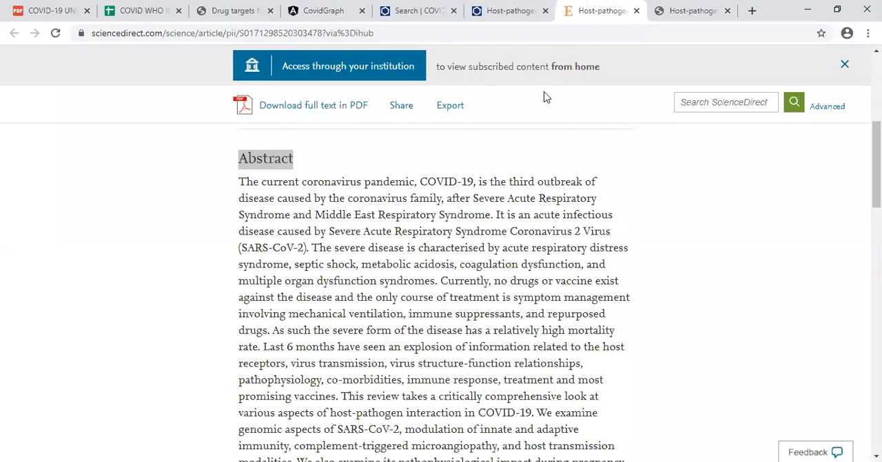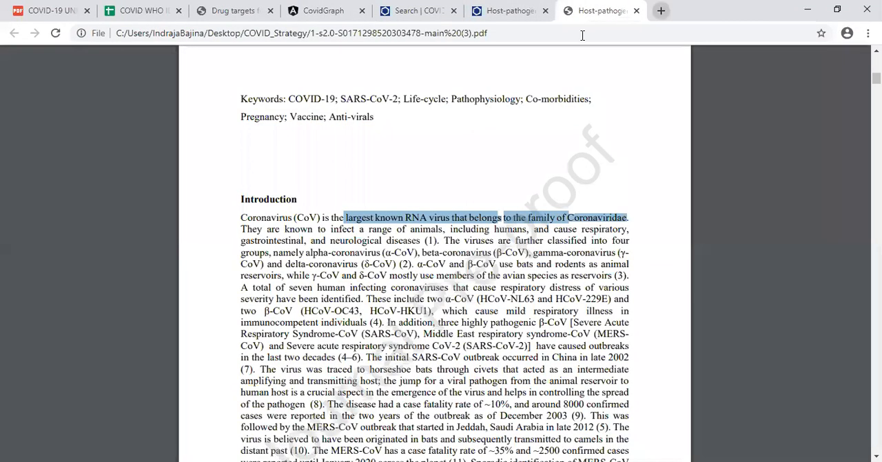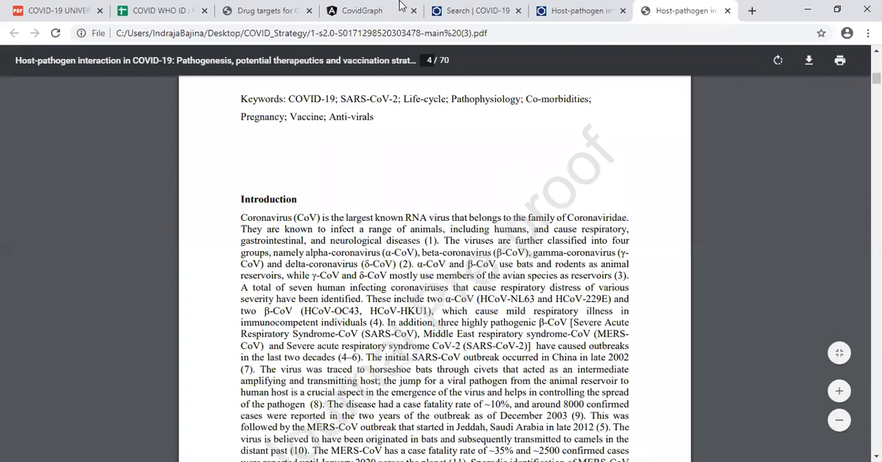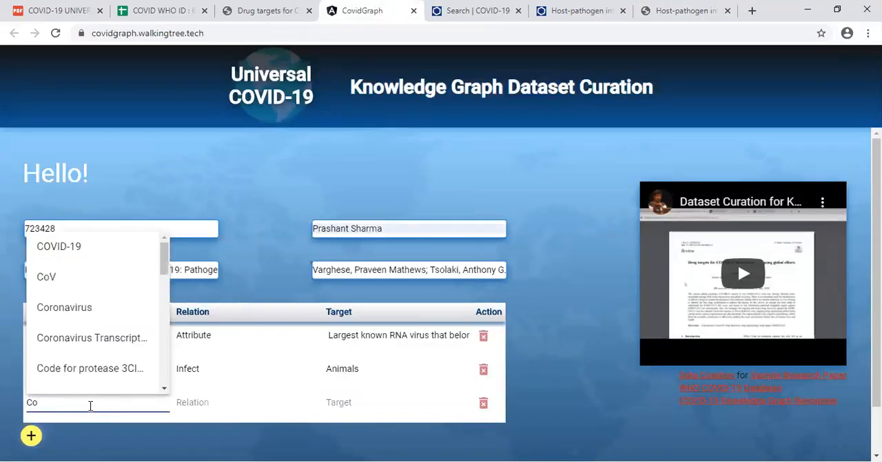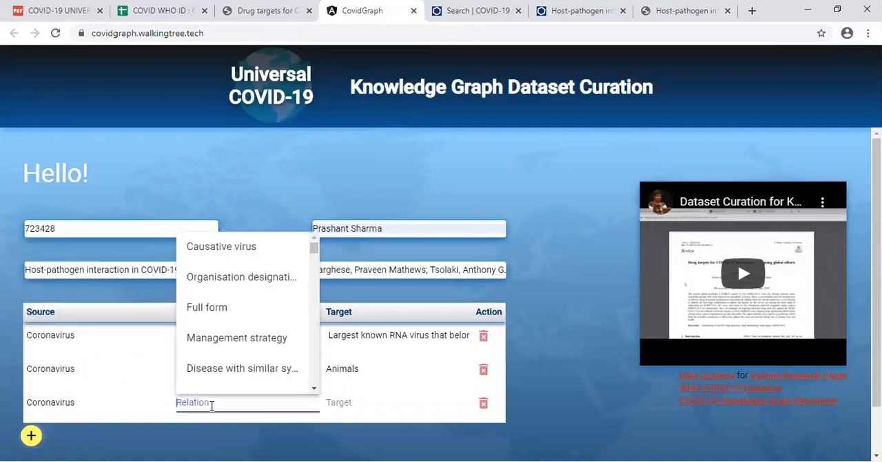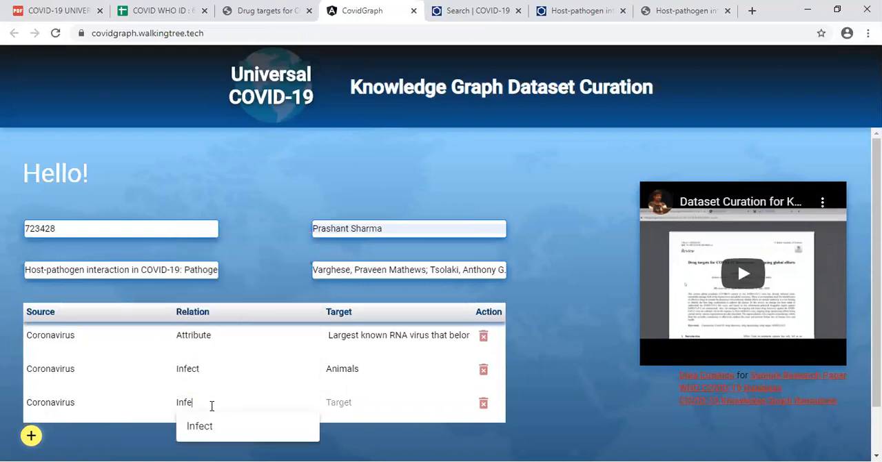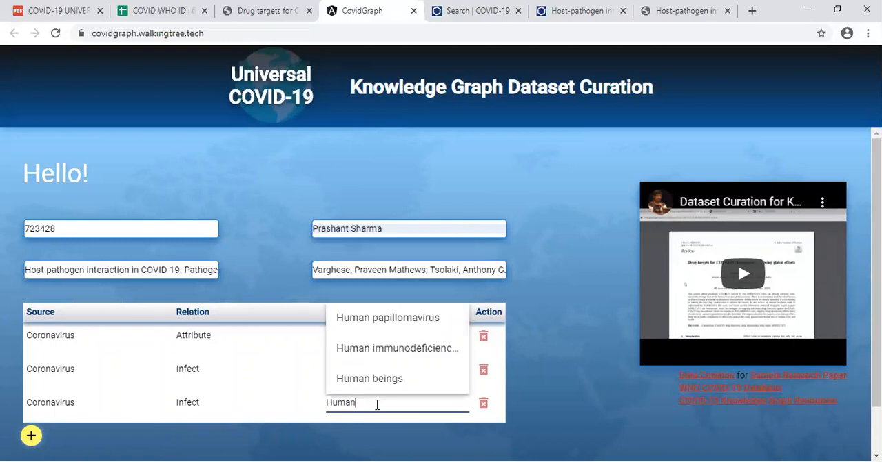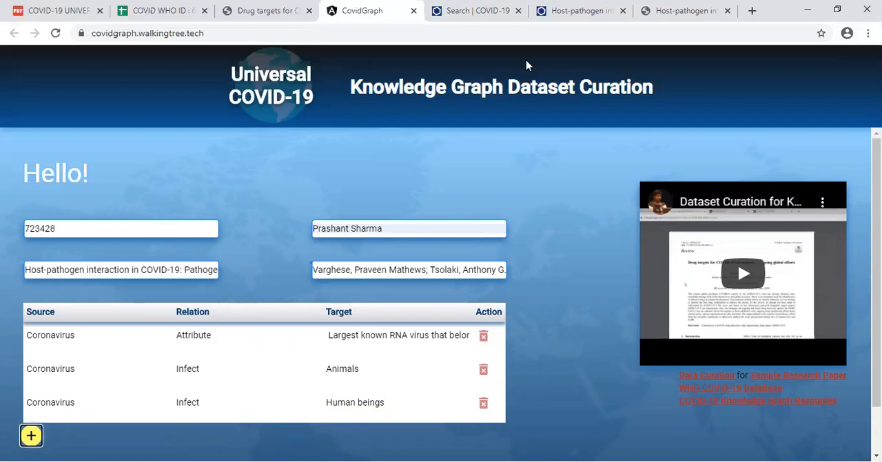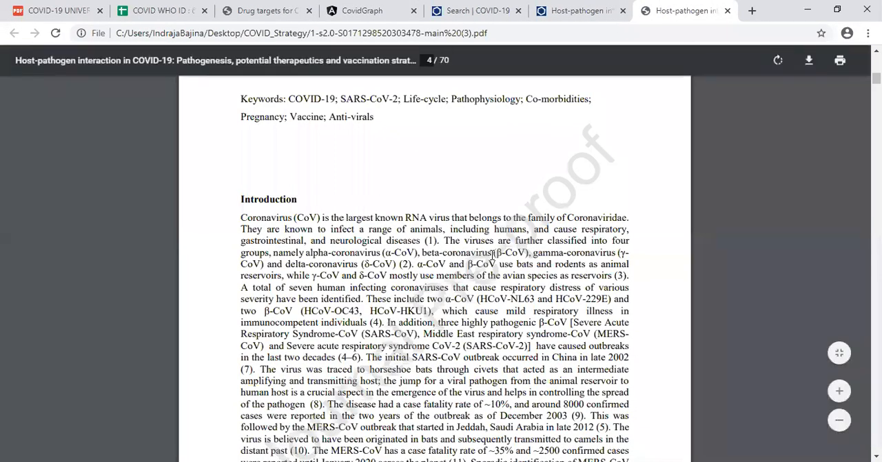And the other relationship which I have to consider, well, let me close this, is that of human beings. So coronavirus impacts human beings. Infects human beings. Human beings, you already have, so this would have been taken up as part of a different research paper. Good then. We add more relationships.